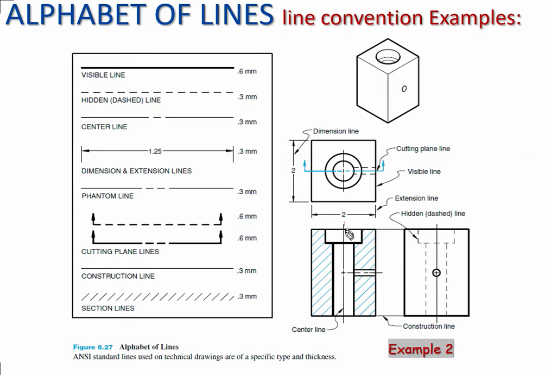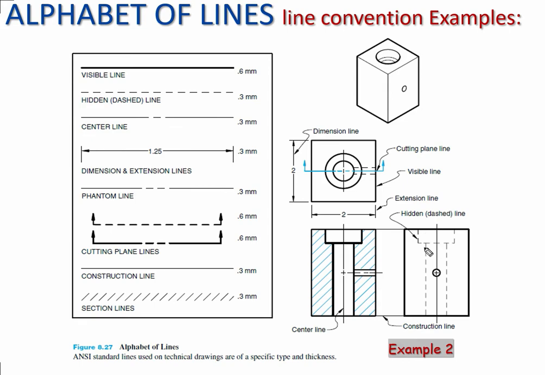Here we have the center line or axis, which should be a thin line with long, small, long dashes or dots. We can use it like this also. And also here we have the section lines. As you see, the section lines, the blue lines, represent the material cut by the cutting plane. And this is the location of the cutting plane on the top view.